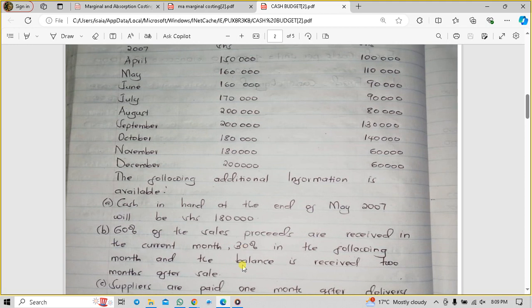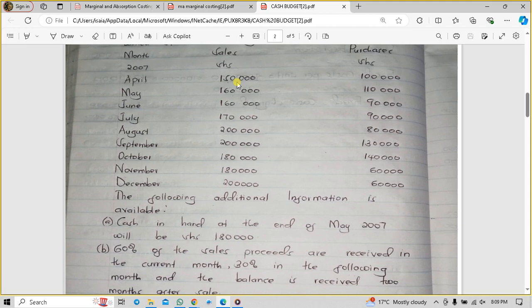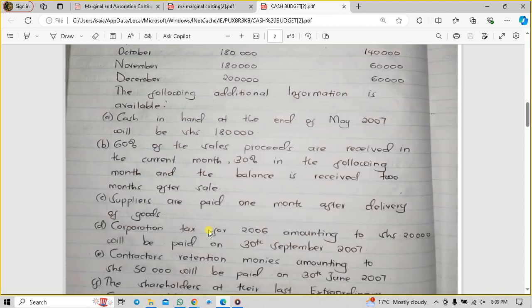So that means that 60% is received in April, 30% of 150,000 is received in the following month, which is May. 10% of April sales will be received in June. That is what it means, but you're going to calculate and see.